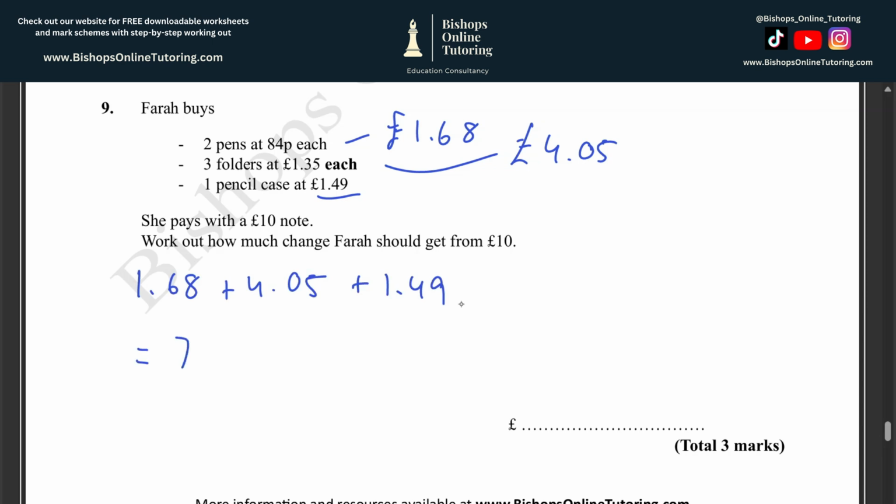That gives us £7.22. Now she pays with a £10 note, so we need to work out how much change she should get. So it will be 10 minus 7.22, which gives us £2.78. And that's our answer, £2.78.